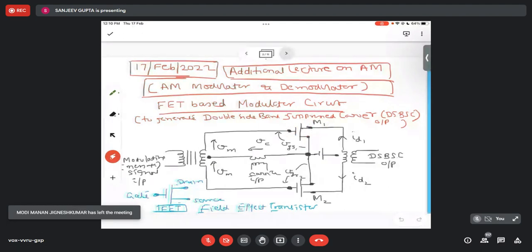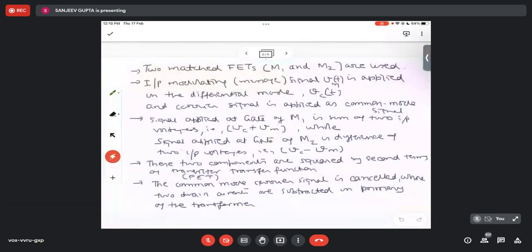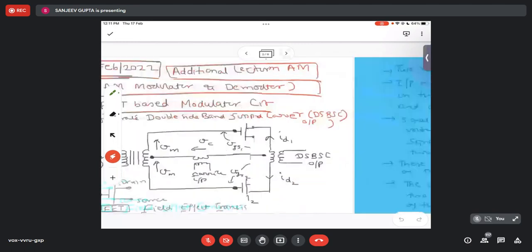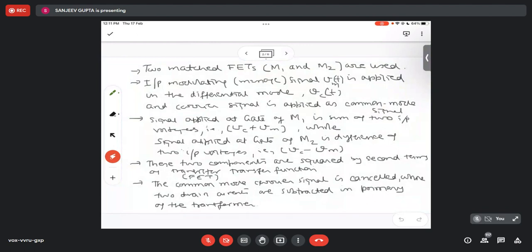So what we get at the outputs here: if we apply the signal at the gate of M1, it will be the sum of the two input voltages, VC plus VM. And the signal that we get at the gate of M2 is VC minus VM. So basically these two signals applied at the gates of M1 and M2 are the sum and the difference of my input voltages, the carrier and the message.